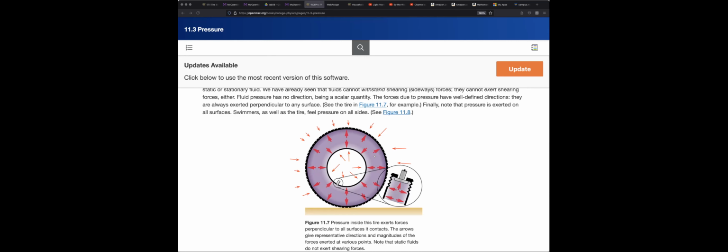Anyone? Which one should be the higher pressure? The outside pressure or the inside pressure? Come on, somebody give me a guess. Should we turn it into a quiz? The outside pressure? You want the outside pressure to be bigger? Does anybody agree or disagree?